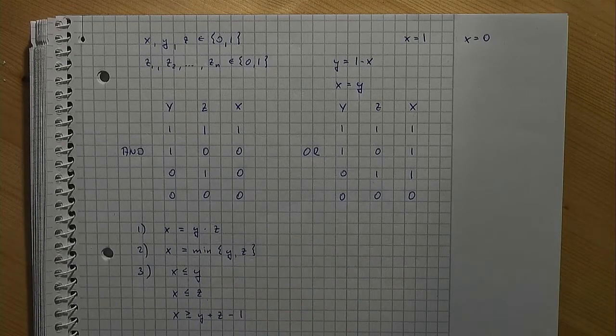These three approaches can be generalized to more than two binary variables. Suppose that we have binary variables z1, z2 and so on up to zn, and x should have the value 1 if and only if all z variables have the value 1. Again, you should try by yourself first and pause the video now. Here's the solution.